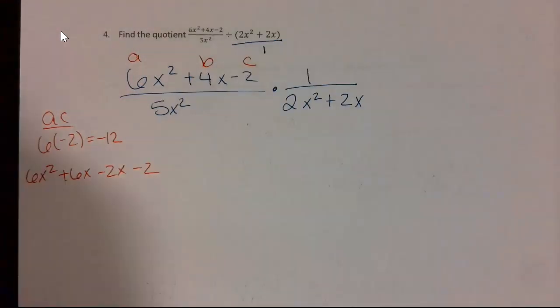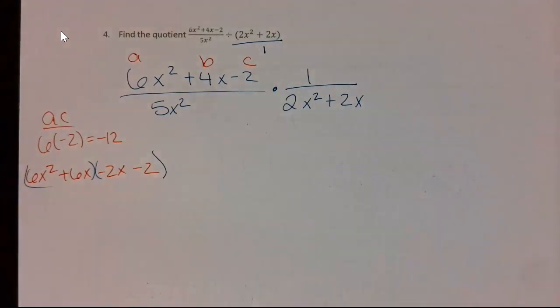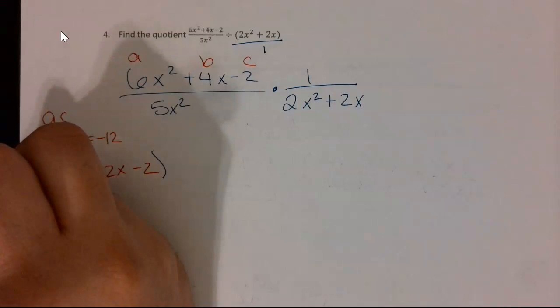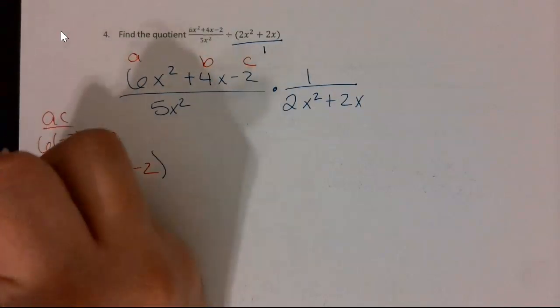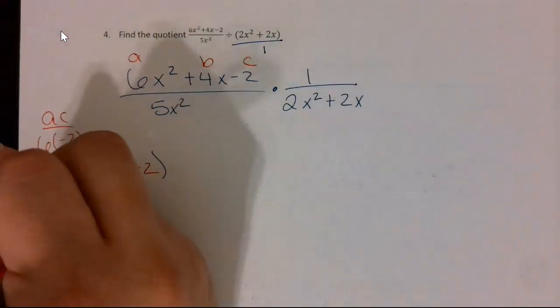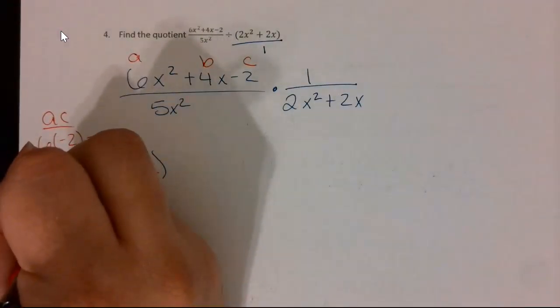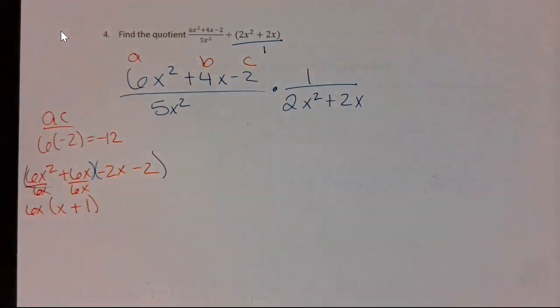I want to break it up into my two groups, and then I look for what each group has in common. My first group has a 6x in common. So I write the 6x up front and I divide both of those by 6x. 6x squared divided by 6x is x. 6x divided by 6x is 1. Remember, anything divided by itself is always 1.